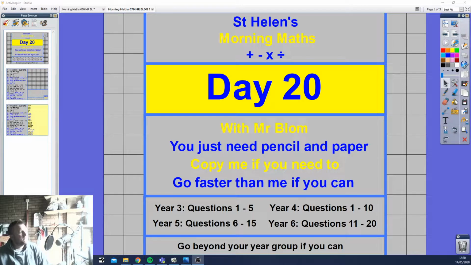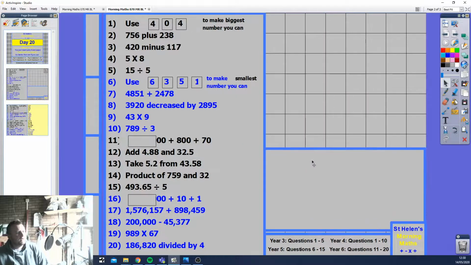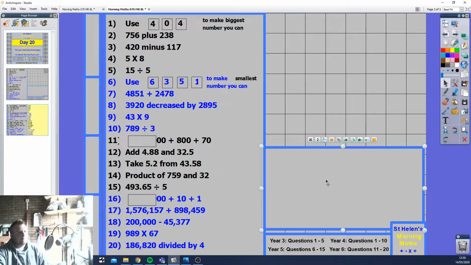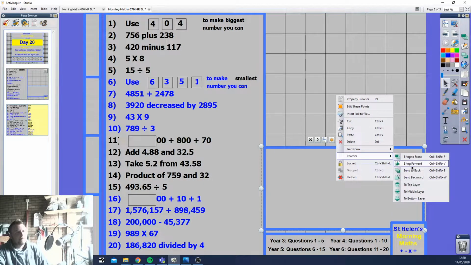Year 3 and 4. We'll start with, actually I'm just going to cover this quickly. Use my mouse. Reorder. Bring to front.